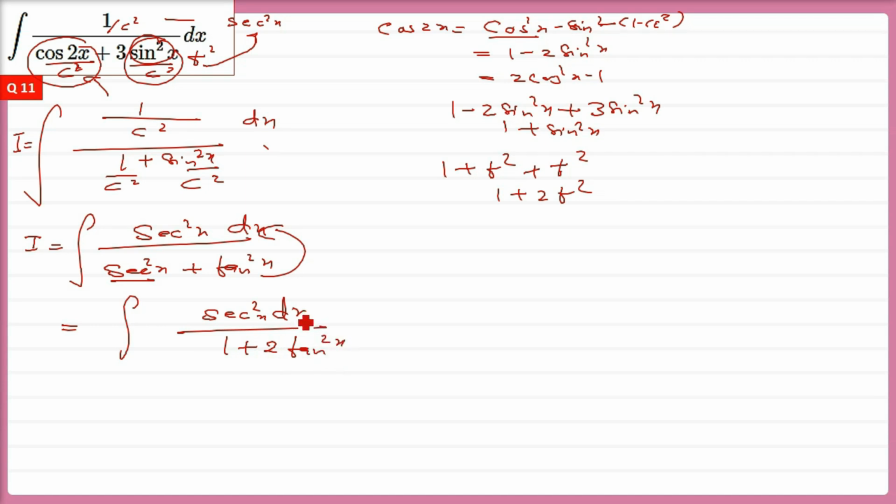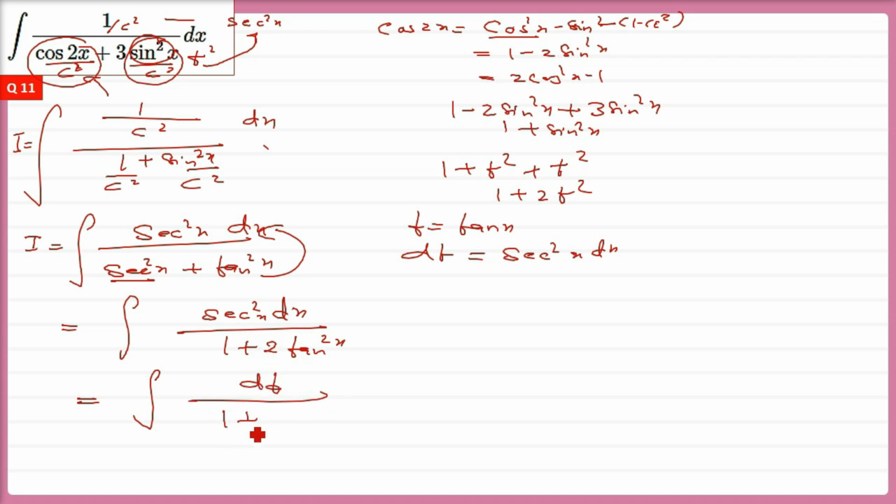Now it's so easy. If you just take the assumption tan x equals t, dt by dx will be sec square x. So dt will be sec square x dx. The integration will be something like this: sec square x dx is dt, and 1 plus 2 tan square x will be 1 plus 2t square.